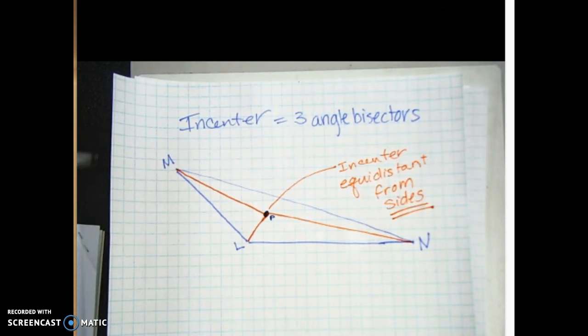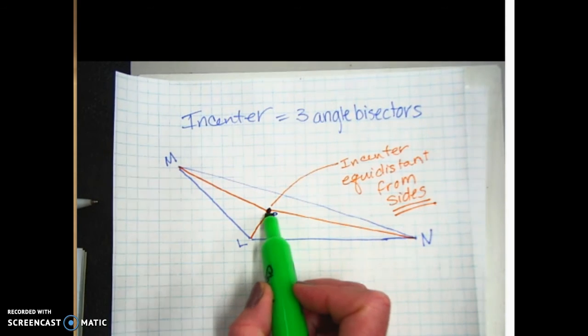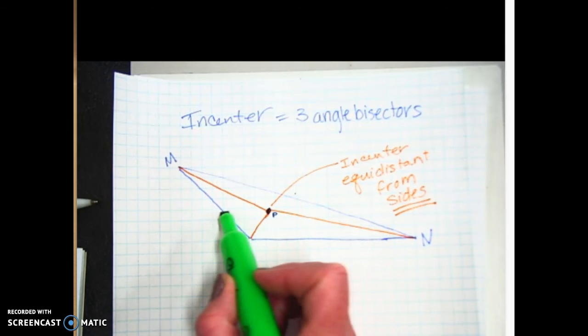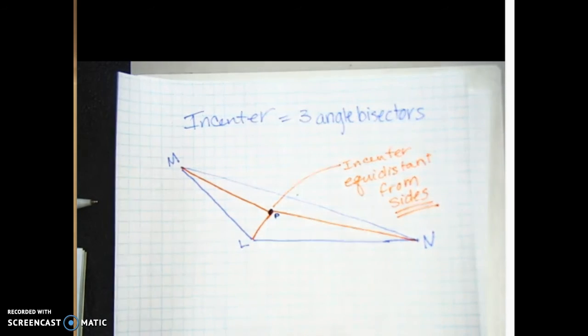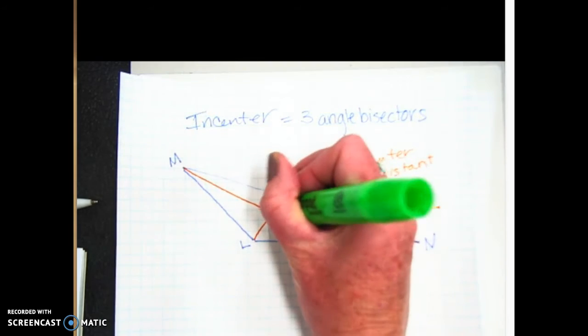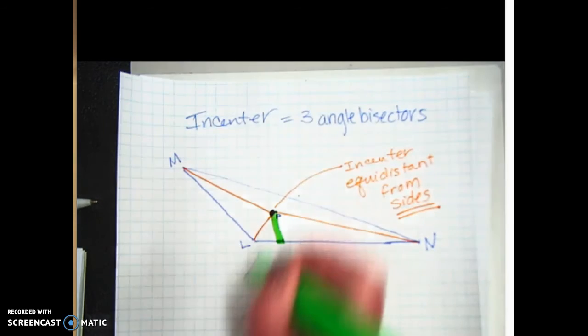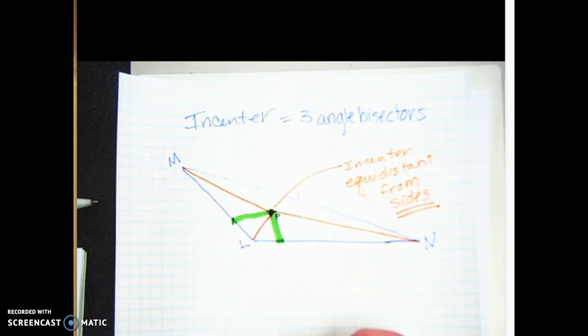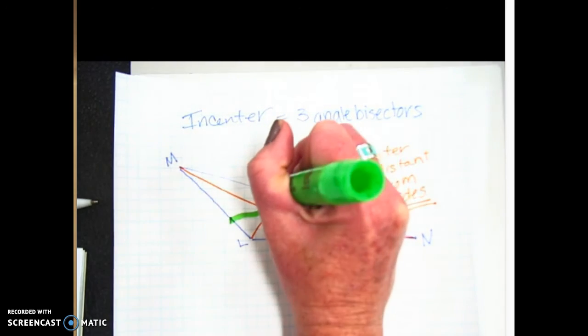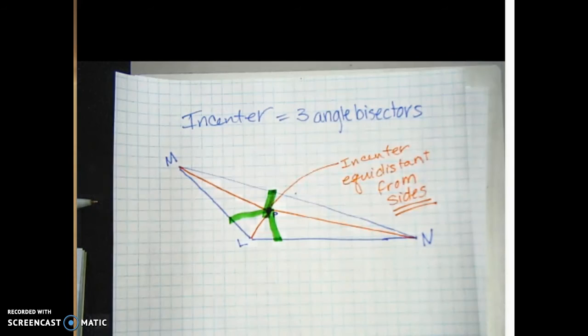Okay, so I'm going to take my highlighter. Just drew all over myself. Where's my lid? Oh, it's on it. Okay. So from that in-center to each of the 3 sides, it's going to be equidistant. So from P down to LN, and from P over to ML, and from P over to MN. Those 3 highlighted lines are equidistant to that point, the in-center, where those 3 angle bisectors meet. Okay?